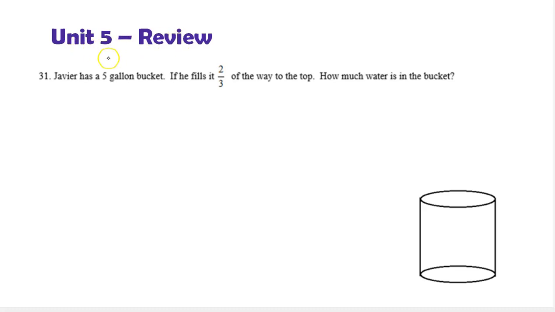Unit 5 Review, Question 31. Javier has a 5-gallon bucket. If he fills it 2/3 of the way to the top, how much water is in the bucket?